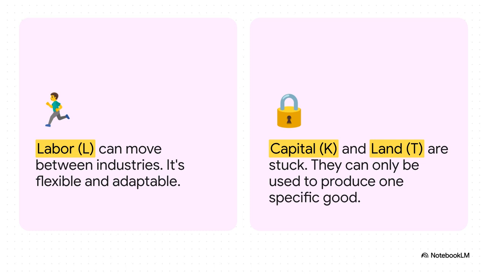So in our model, we've got one mobile factor: labor. People. Workers can, at least in theory, move between jobs, from a factory to a farm, for example. But then we have our two specific factors: capital, which is the machinery stuck making one good, and land, which is stuck producing another. And right there, that's where all the conflict, all the political tension really begins.